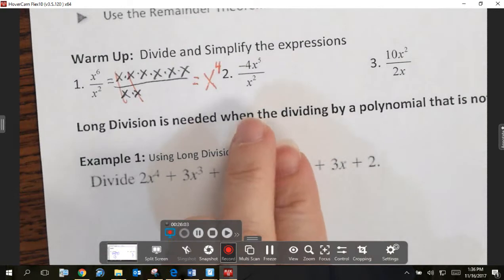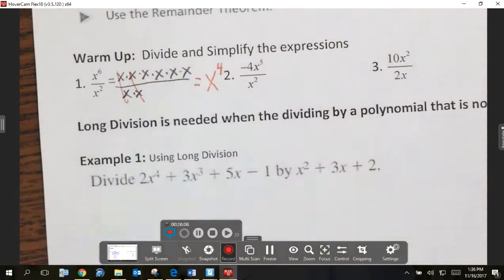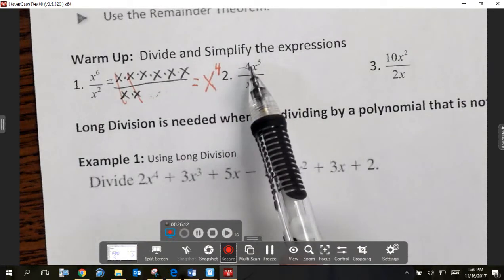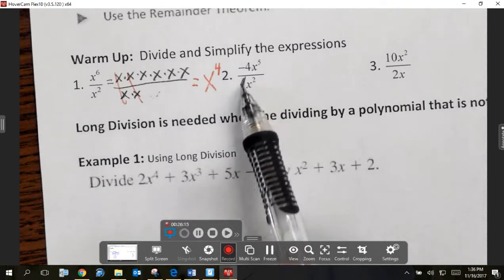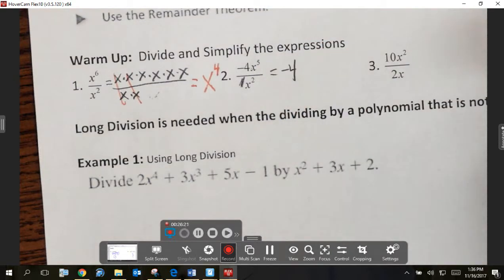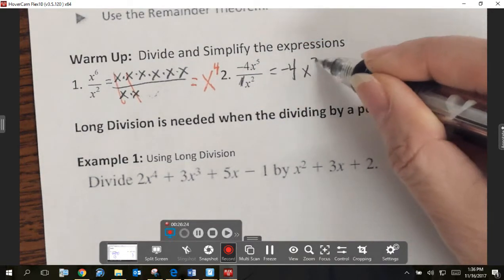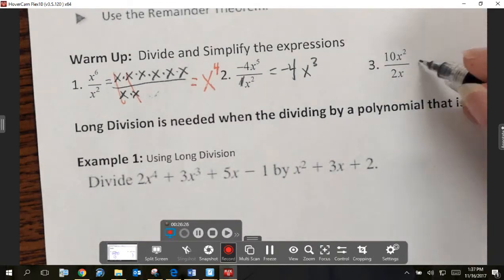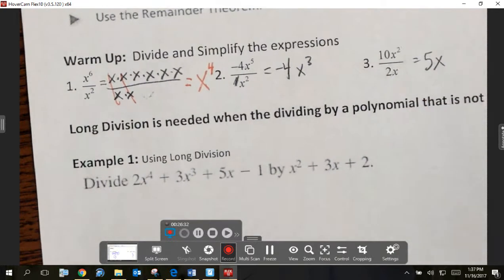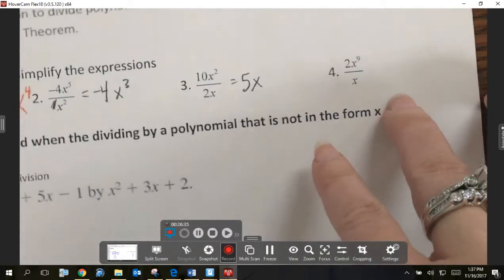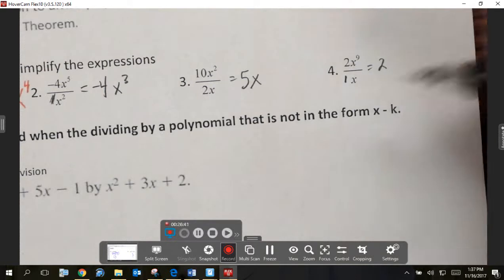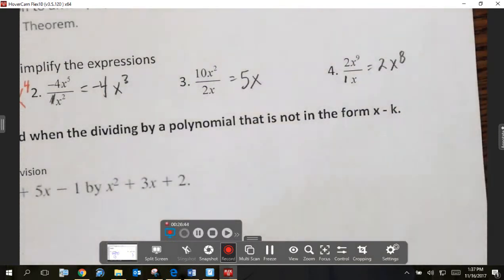Okay, so the next one, I'm not going to expand them out and condense them. I'm just going to use my little trick, and if you forget the trick, do it this way to figure it out. First of all, negative 4 is over 1, and I divide negative 4 divided by 1, I still get negative 4. And then x to the 5th over x squared is x to the 3rd. 10 over 2 is 5. X squared divided by x is x to the 1st. And then number 4, 2 over 1 is 2. X to the 9th divided by x gives me x to the 8th.